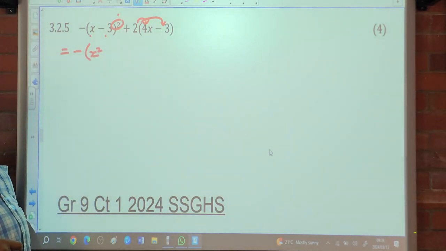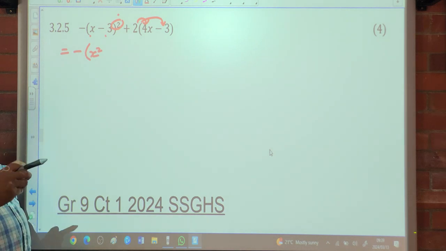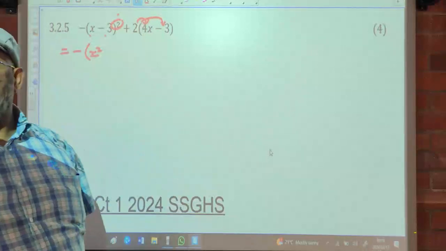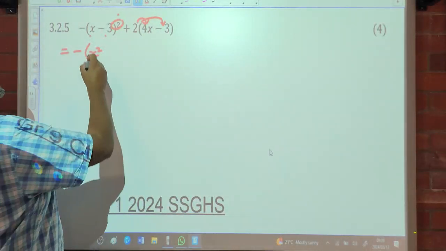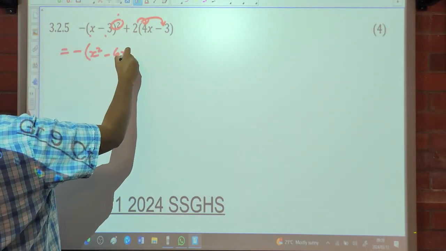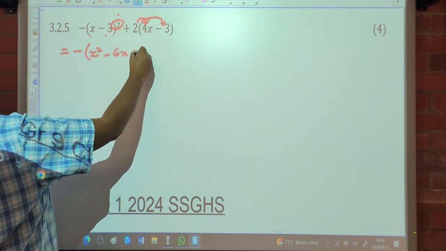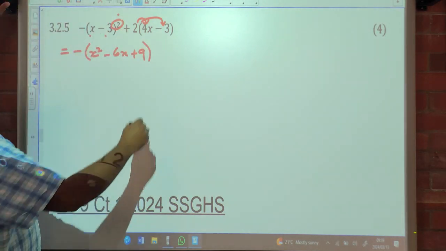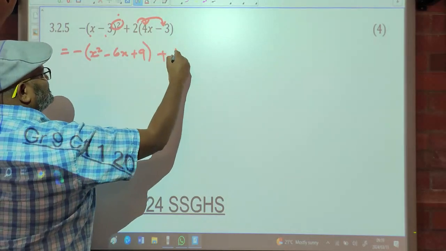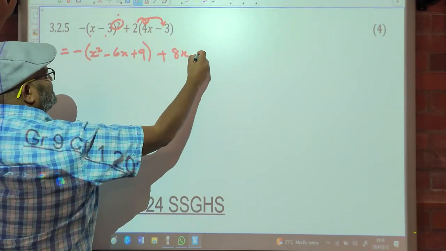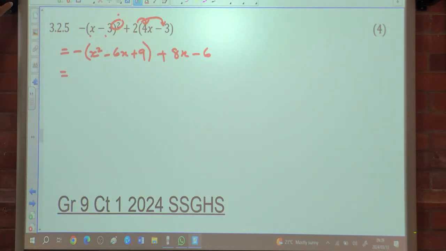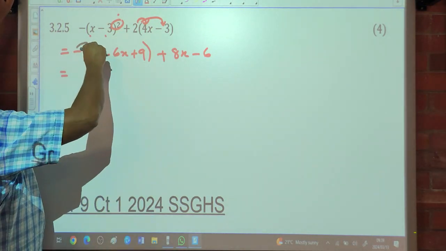Okay, I told you, if you don't understand the rule fully, what do you do? Write it out twice, you multiply. Okay. So that's going to give you negative 6x plus 9. So it's negative 3 squared. Plus 2 times 4x is 8x. 2 times negative 3 is negative 6. So what do I do now? Get rid of the negative over the bracket.